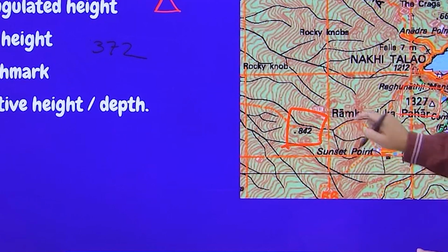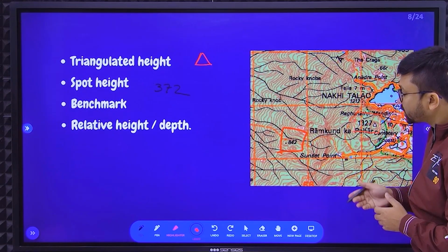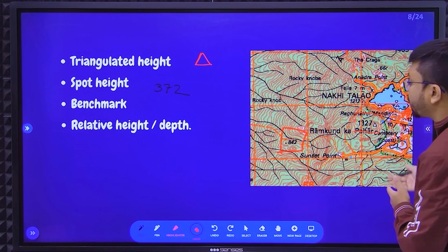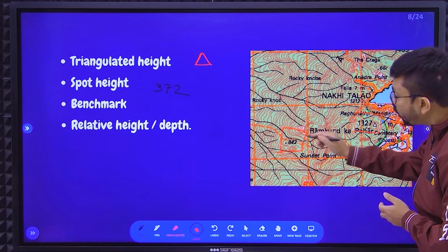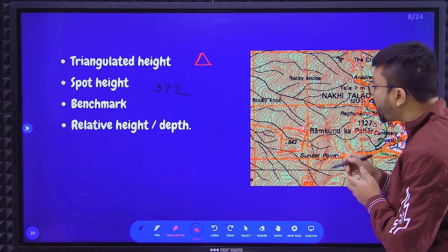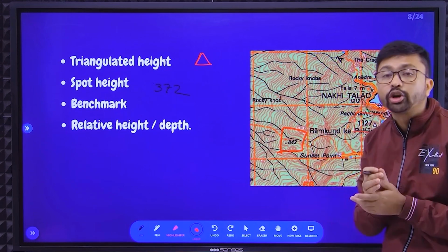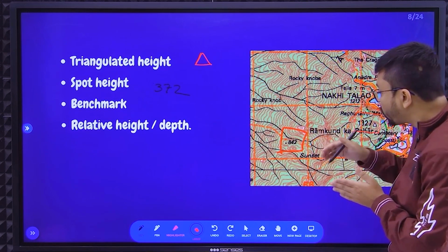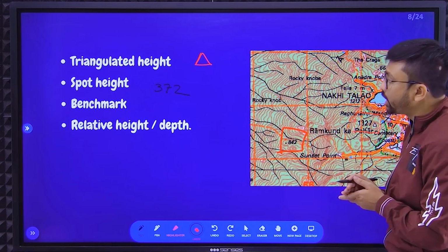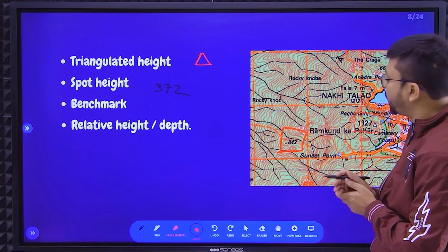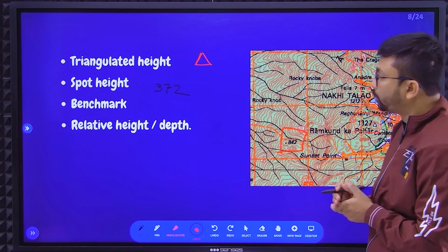It means the height of the particular place is 842 meters from the sea level. Now, how will this point be taken? These points will be taken as per the contour lines, right? As per the nearby contour lines, that height will be taken, an approximate height. That is the 842 meters, right?